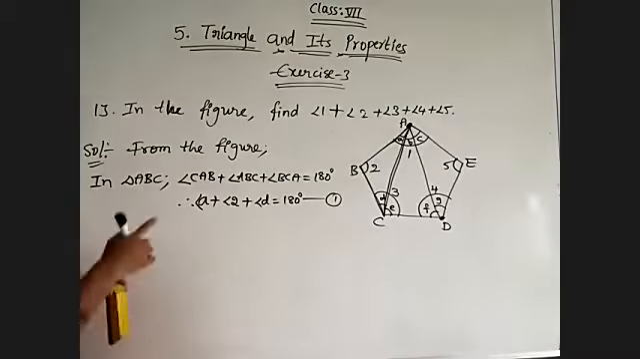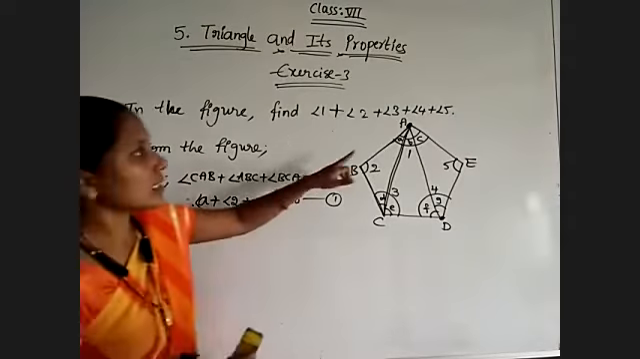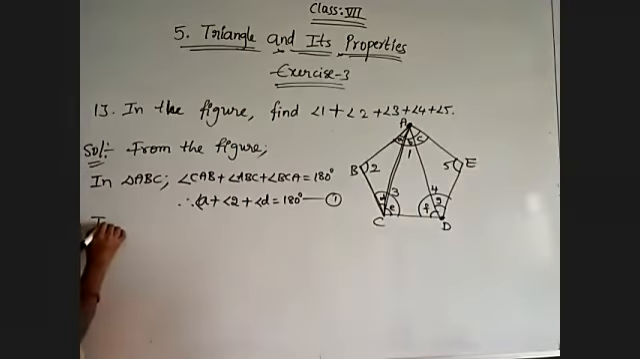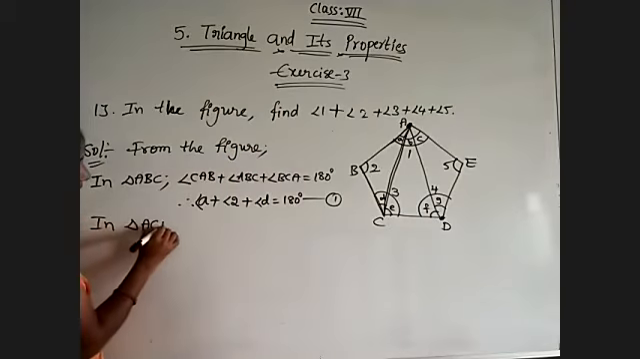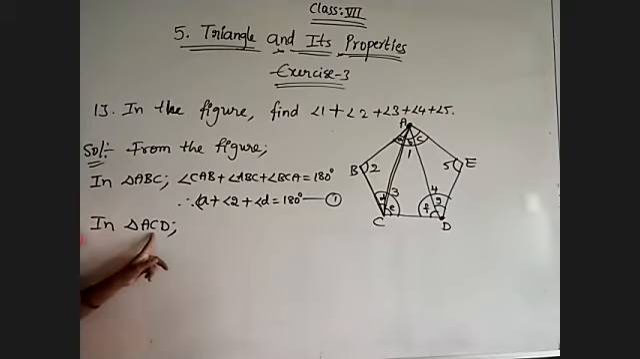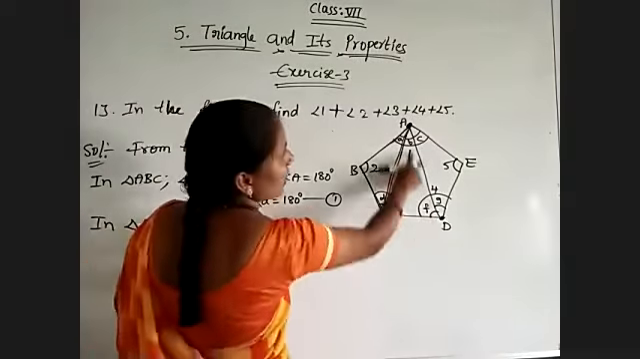Now the same thing we repeat for the second triangle, that is triangle ACD. So in triangle ACD, now try to write for A, that is DAC. Yes or no? DAC.